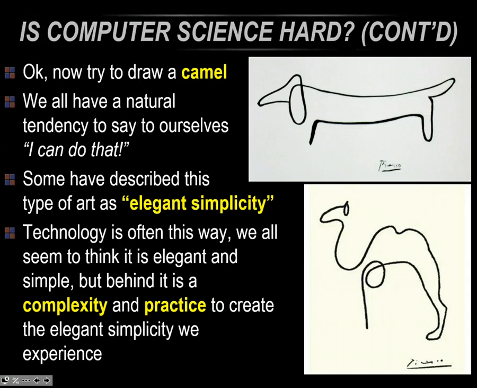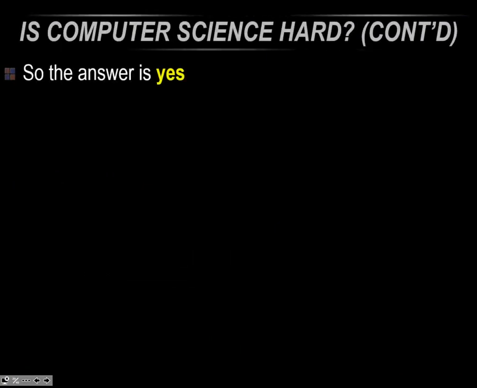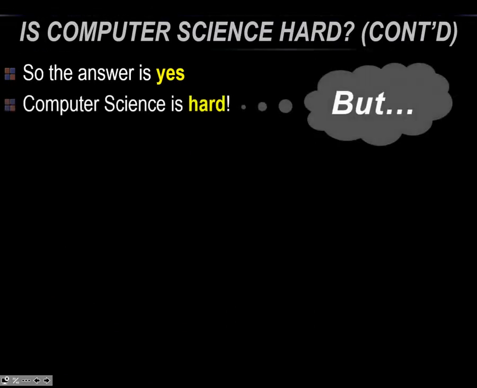And technology is this way. We all tend to think, oh, it looks so simple. But behind that technology, what makes it seem simple is a lot of complexity and a lot of practice to get that elegant simplicity that we all experience. So, is computer science hard? Yes, that's the right answer. It is hard, but let me stop there before all of you drop the course.